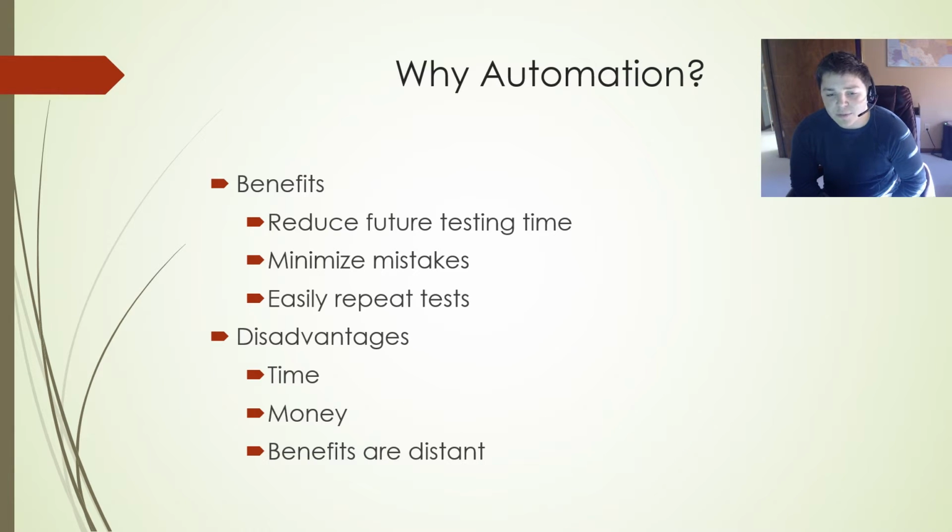So, that being said, mobile automation has a lot of benefits. It reduces future test time. So once you write your automated test, you no longer need to manually test that. It minimizes the mistakes. If you're in charge of testing 8 devices, there's a good chance if you're doing that manually, you might forget one device, or you might not even see what you actually are seeing. And it's really good for repeating test scenarios.